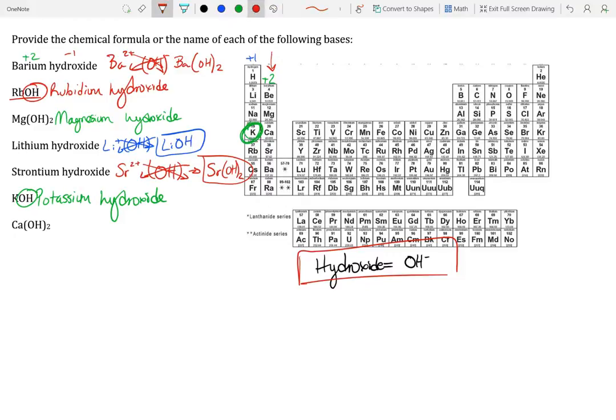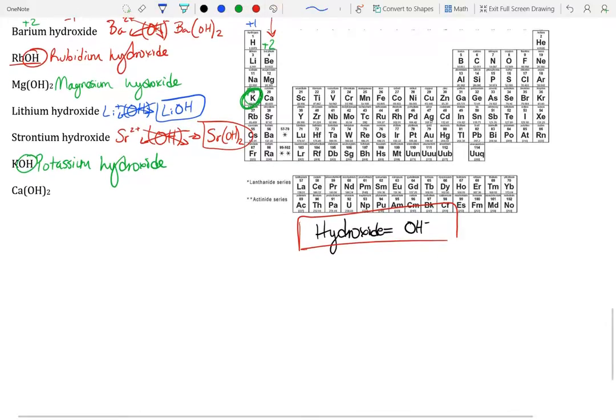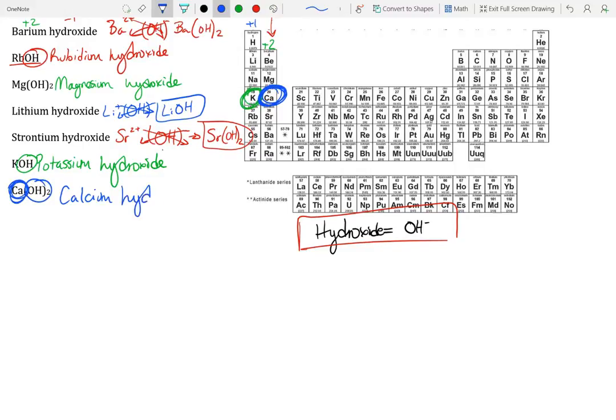So this last one here, it's been a long half an hour or 45 minutes, however long it's been so far. Calcium, Ca, another one you should know by heart. Calcium, and what's Ca(OH)2? Calcium hydroxide, right?